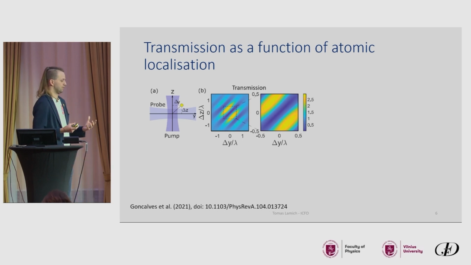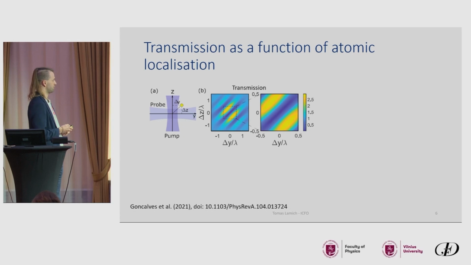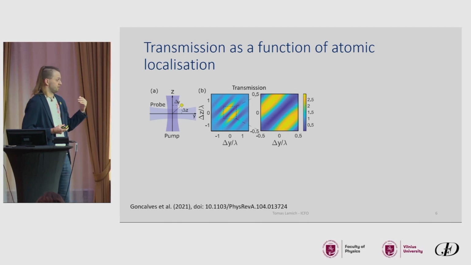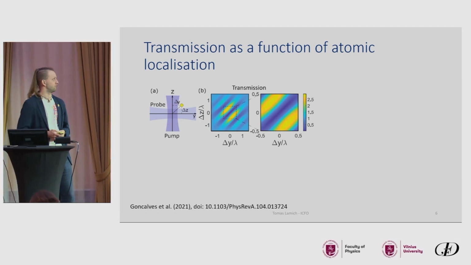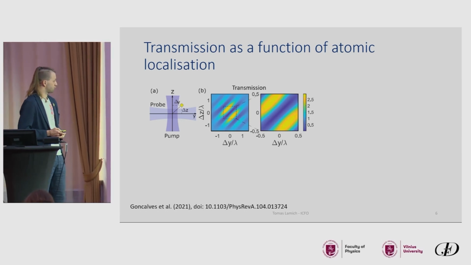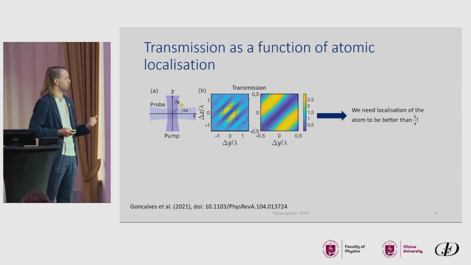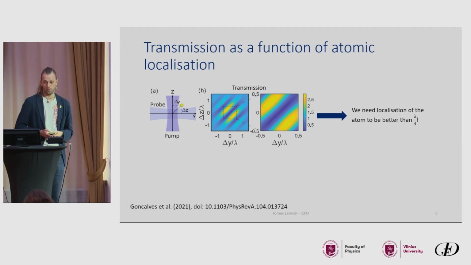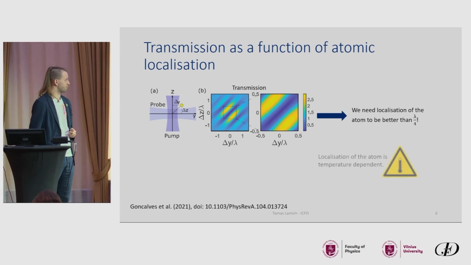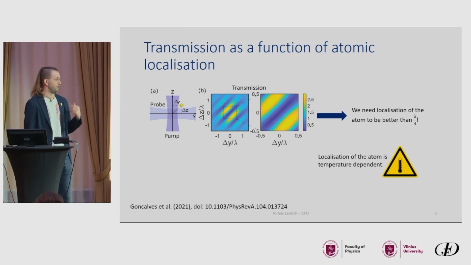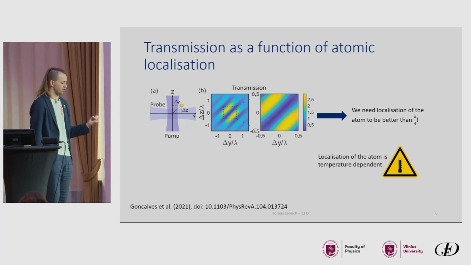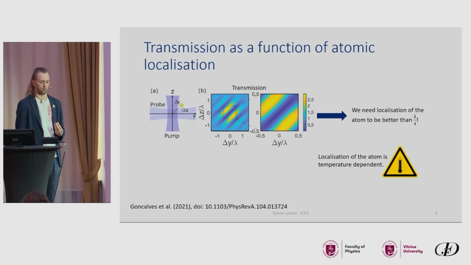But it won't do that. It will just diffuse in some volume over here, and if it leaves the diagonal, then it experiences path difference between the pump and the probe, and therefore experiences a phase change. And from what Daniel Goncalves showed us, we expect that we need the localization of the atom to be better than lambda over 4. However, we need to be very careful because this is a resonant scattering, and resonant scattering heats up the atom. So we need to keep the temperature of that atom as low as possible to keep the atom localized enough.